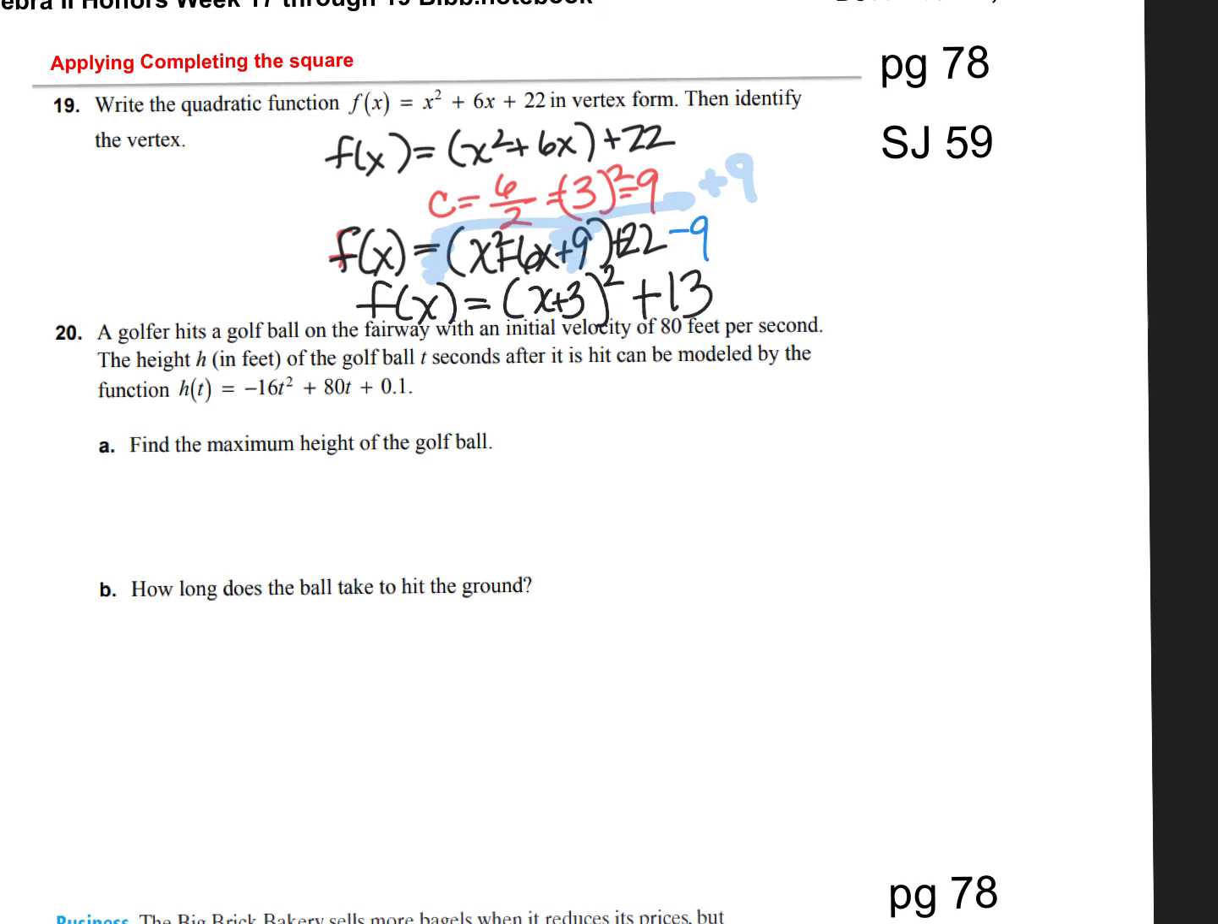Then it says to identify the vertex. The vertex for this problem, I'm confident that all of you know, is negative 3, positive 13.